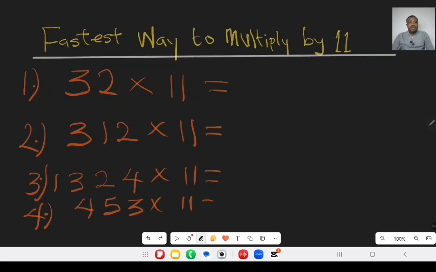Today I'm going to show you the fastest way to multiply by 11. The first one we have here is 32 times 11. Normally what we do is just write 32 times 11.